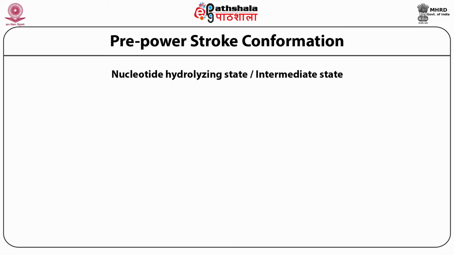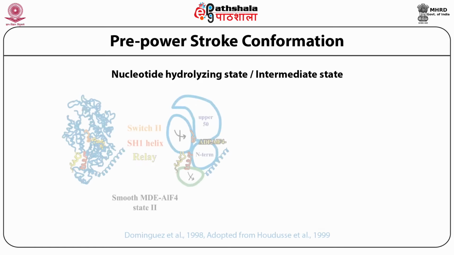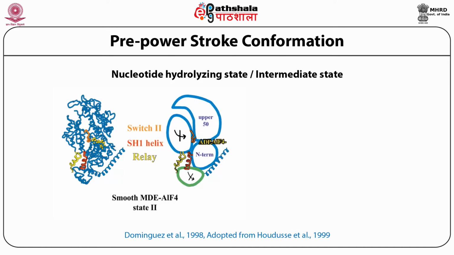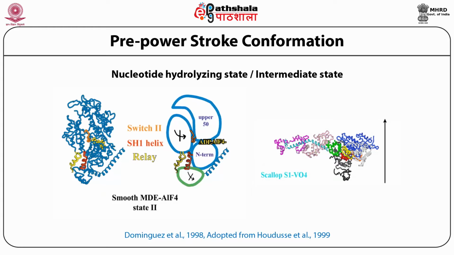Now here, the earlier structure was reported from the smooth muscle myosin with ADP aluminum fluoride, and later from the scallop S1 with ADP vanadate. The scallop one had 2 light chains, but the smooth muscle myosin had only 1 light chain. But both structures give very clear changes as we have seen from the contractile cycle. Now you can see the 50 kilodalton lower subdomain is rotated to move the converter and causes the change in the conformation.